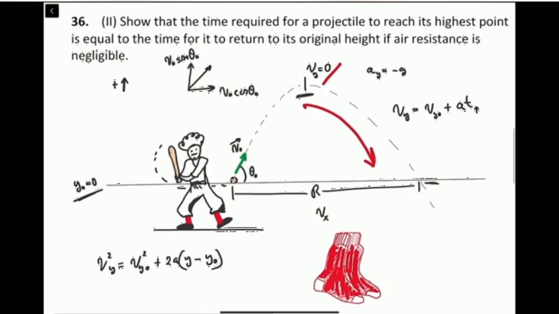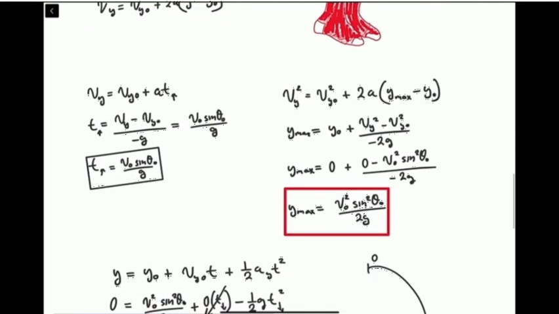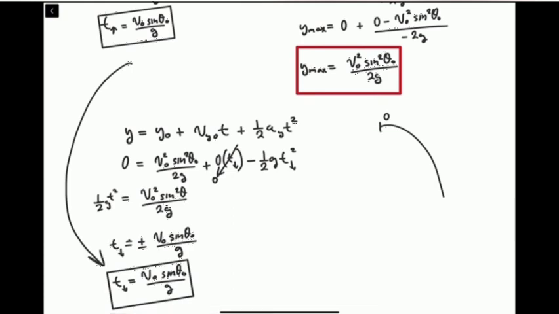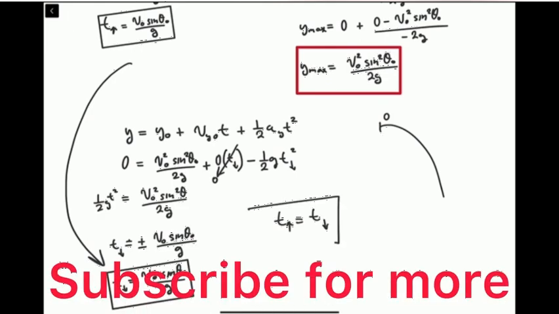So looking at the problem, show that the time required for the projectile to reach its highest point is equal to the time for it to return to its original height. So the time it took to reach its highest point is the time up, and that's equal to the time it takes to return to its original height. So we have time up is equal to time down. That's it.